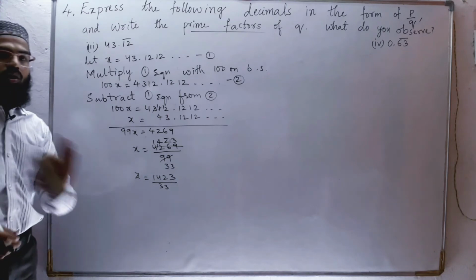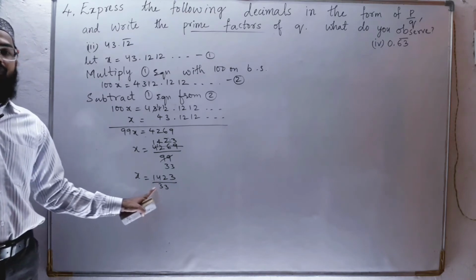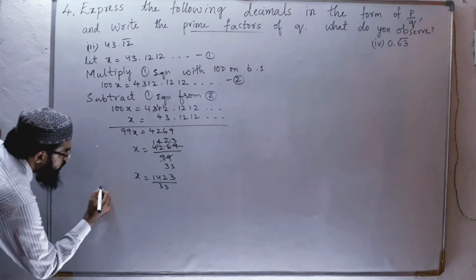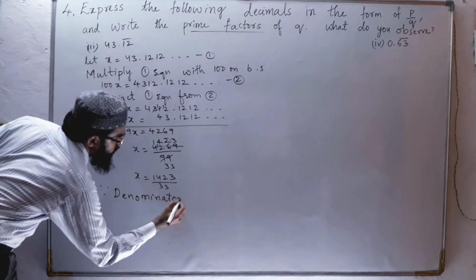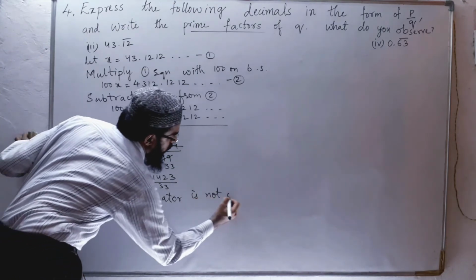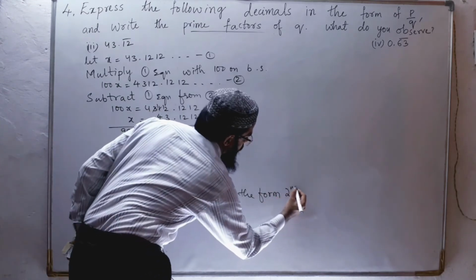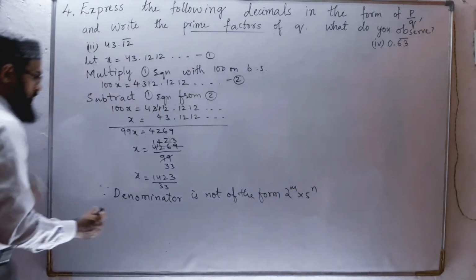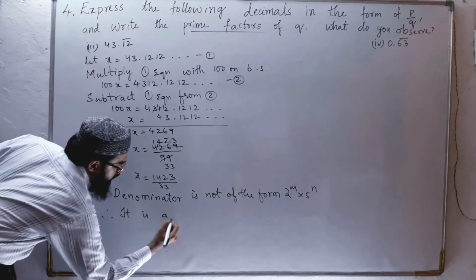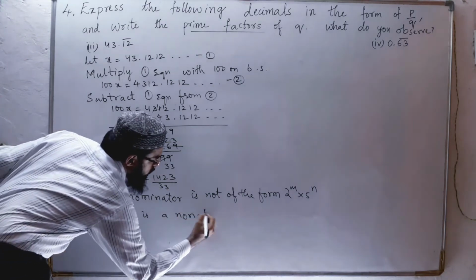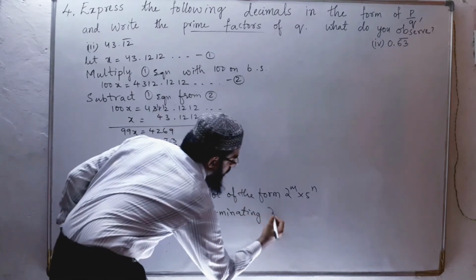Here the denominator is not of the form 2 to the power of m into 5 to the power of n. When we take out the factors, we get 3 into 11, so it is not in the form. Since the denominator is not of the form 2 to the power of m into 5 to the power of n, therefore it is a non-terminating repeating decimal.